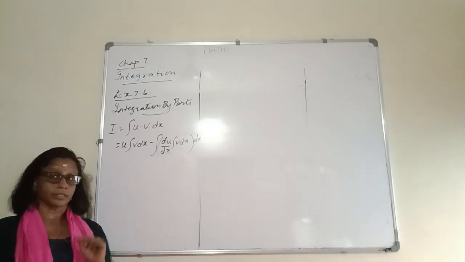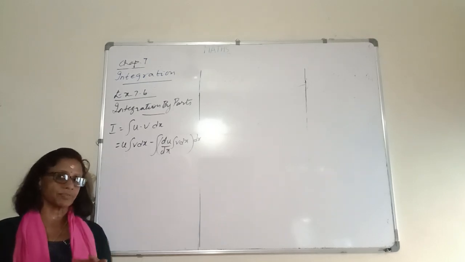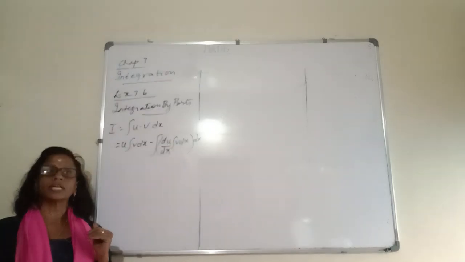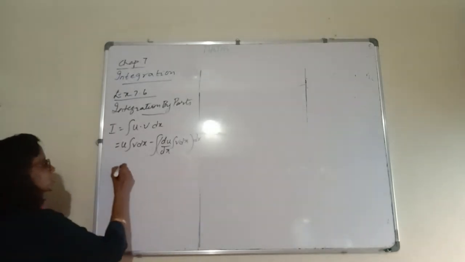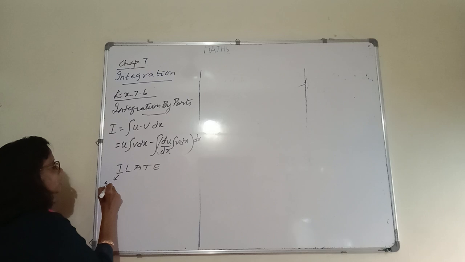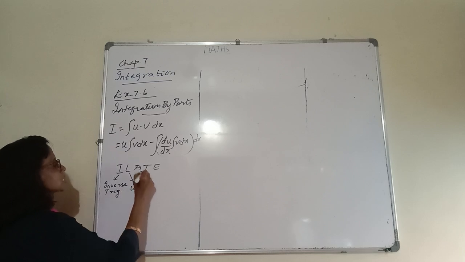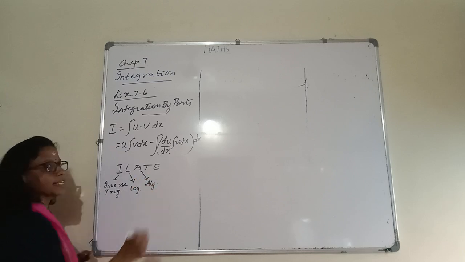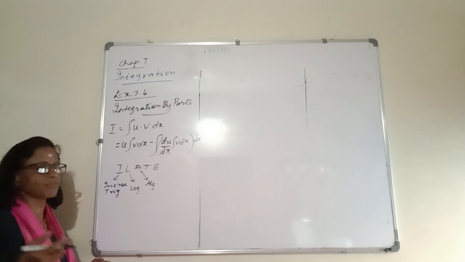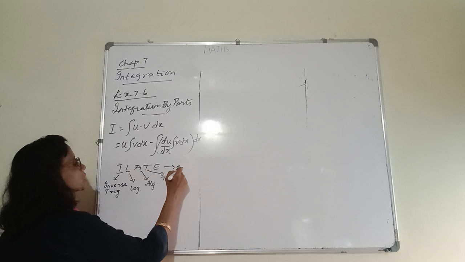So this is the formula, but it is not like derivatives where you can take any function as u and any function as v. We cannot do that. For assigning the functions u and v, we have to follow a rule which is called ILATE. This is a short form, where I stands for inverse trigonometric functions, L stands for logarithmic functions, A stands for algebraic functions. Algebraic means polynomials or numbers, 1, 2, 3, 4, like that. T stands for trigonometric functions, and E stands for exponential functions.